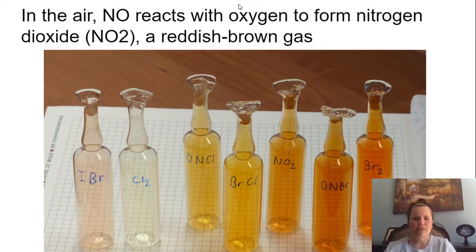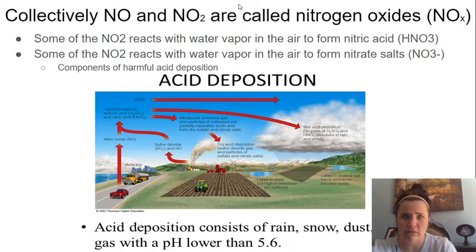So I found this. I didn't realize these are all the different colors in the air. Nitrogen oxide, or nitric oxide, NO, reacts with oxygen to form nitrogen dioxide, which is a reddish brown gas. So if you look at the NO2, that's what it looks like. So you see when we have smog, when we have that brown look in the air, that's scary. If you can see it, it's scary. So collectively, NO and NO2 are called nitrogen oxides, which is just hyphenated as NOx.